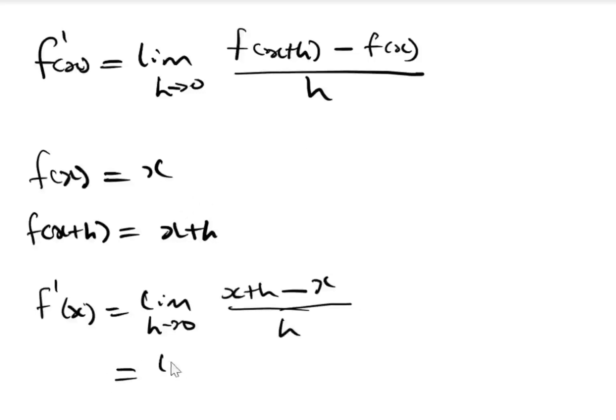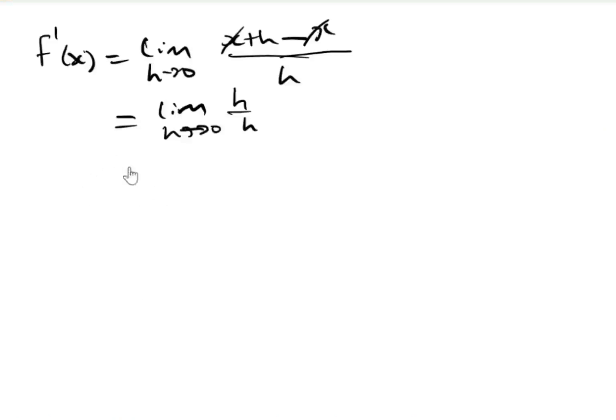This is equal to the limit as h approaches 0. x can cancel x, then I'm left with h divided by h. This is equal to the limit as h approaches 0. h divided by h will give me 1. And since there's no other h here, our final answer will be equal to 1.